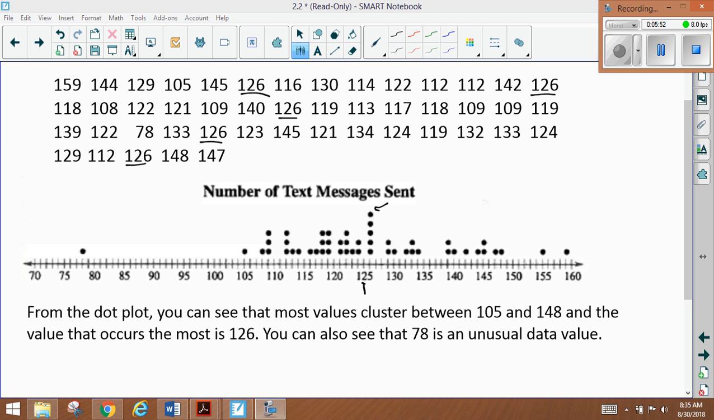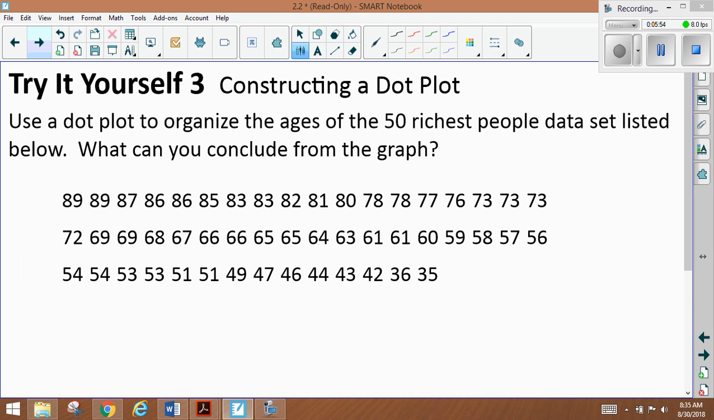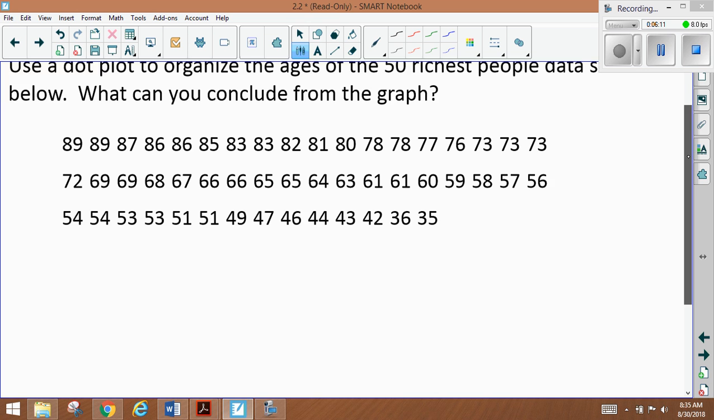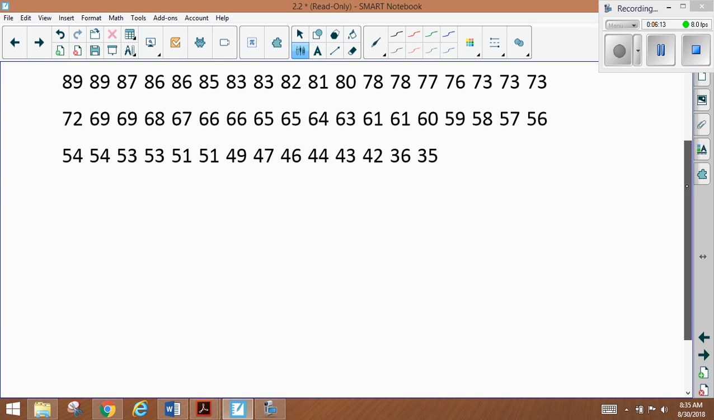All right. So we are going to construct a dot plot using this guy. So follow along with me. That's a terrible looking picture. Let's do this together. Ready? Together then.